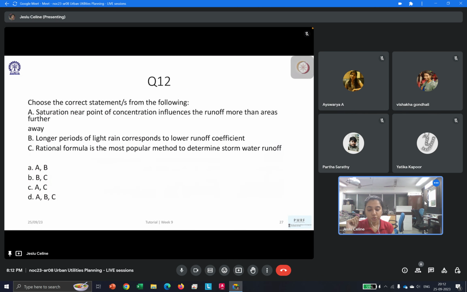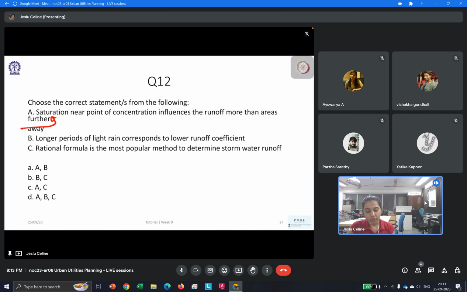Question 12. Choose the correct statement or statements from the following. A. Saturation near the point of concentration influences the runoff more than the areas farther away. B. Longer periods of light rain correspond to lower runoff coefficient. D. Rational formula is the most popular method to determine stormwater runoff. Okay, let's go option by option.